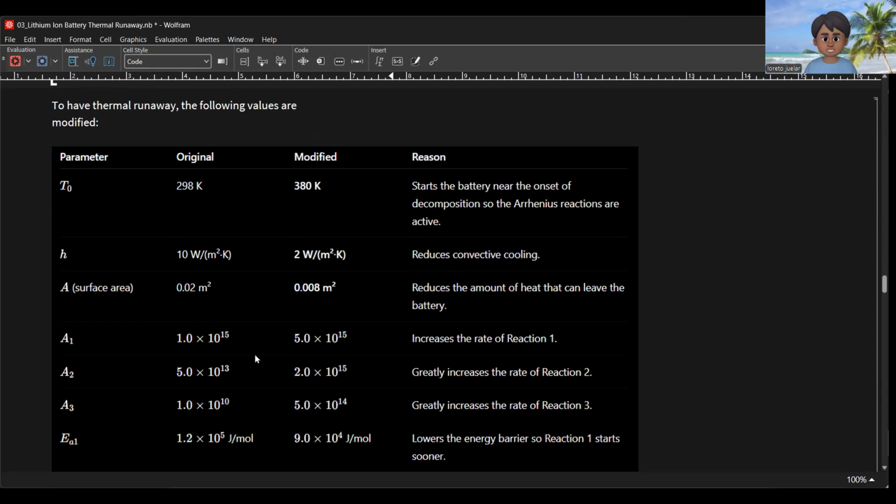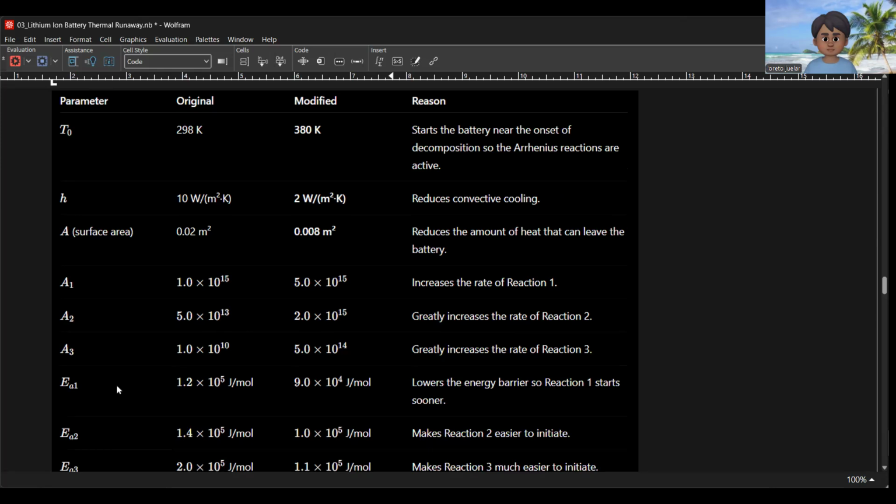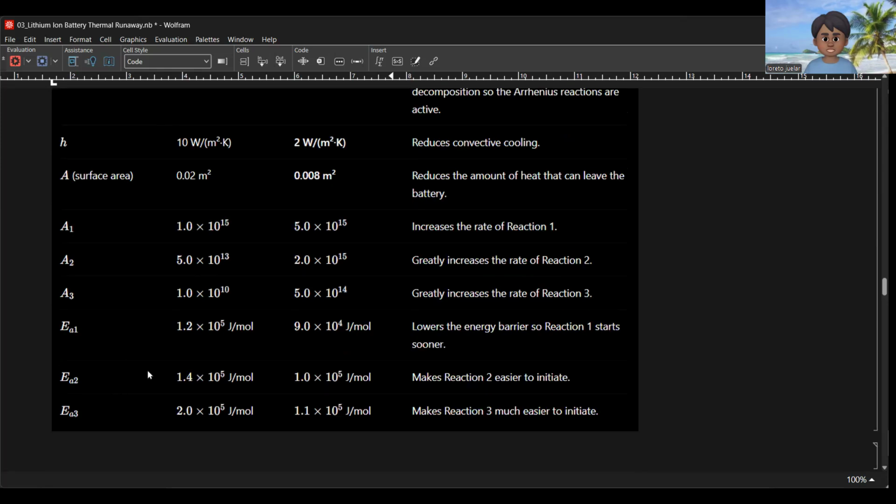Then we have E sub 1. This increases the rate of reaction 1. So 1.0 times 10 to the 15. We are going to increase it to 5.0 times 10 to the 15. Then E sub 2 greatly increases the rate of reaction 2, from 5.0 times 10 to the 13 to 2.0 times 10 to the 15. Then we have the activation energy here, 1.2 times 10 to the 5th. We have to lower it to 9.0 so that we can have a lower ratio here.